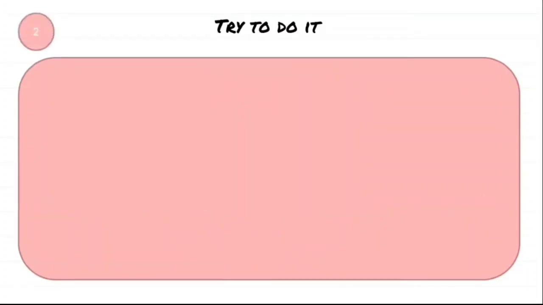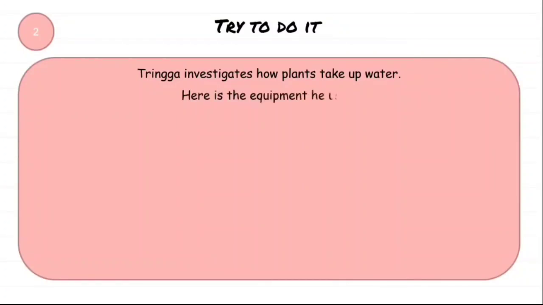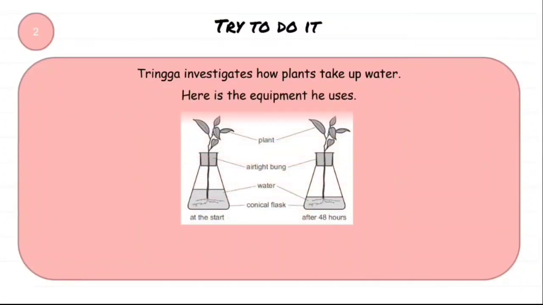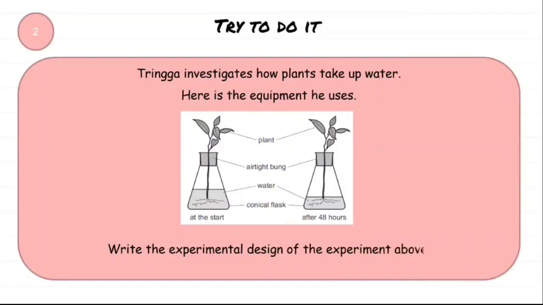And then question number 2. Tringga investigates how plants take up water. Here is the equipment he uses. Okay, this is the equipment. Write the experimental design of the experiment above.